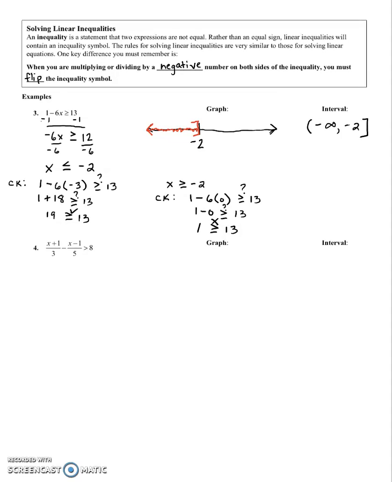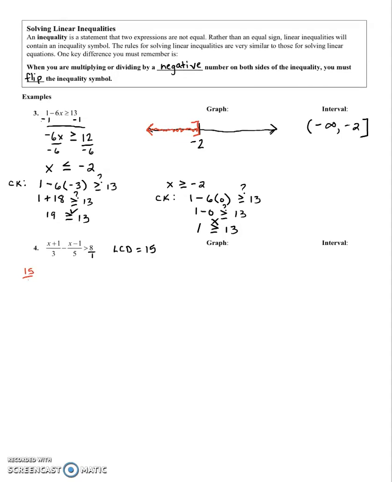Okay, let's look at number 4. So for this one, we definitely need to get rid of the fractions. So this 8 is like an 8 over 1. So we have 3, 5, and 1 in our denominators. So our LCD, the least common denominator, is going to be 15. So I'm going to multiply everything by 15 over 1.